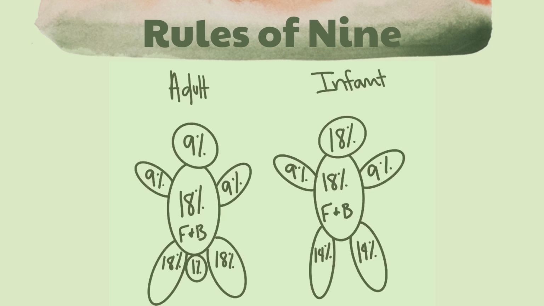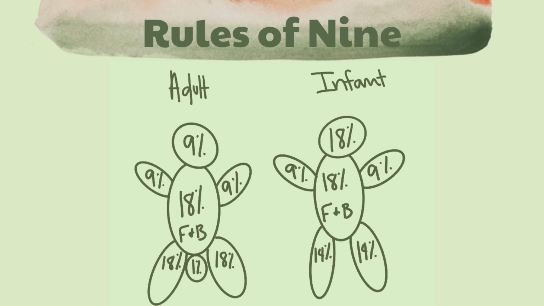And I want to point out that everyone remembers and thinks so differently, so I think it's important that you find your way to remember rules of 9. As you can see, adults and infants have some differences in their percentages. So let's talk about those differences.